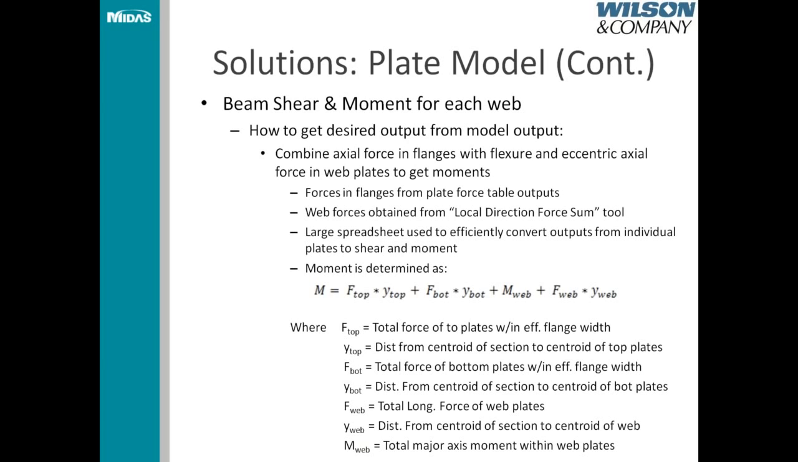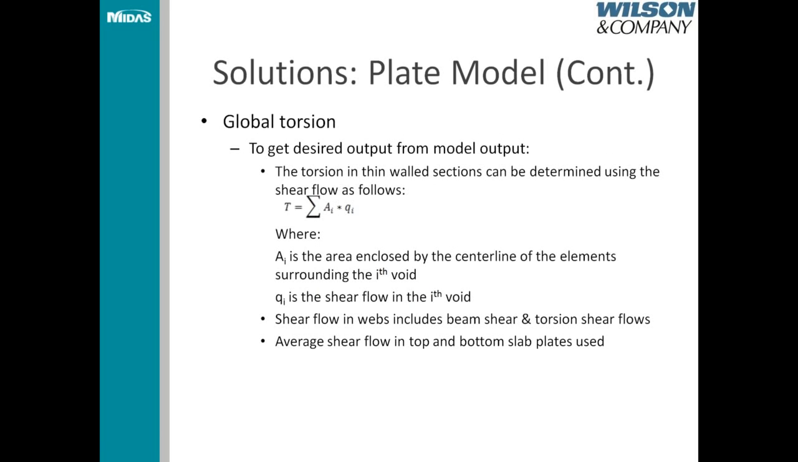A large spreadsheet was used to efficiently convert the output from the individual plates to the beam shear and moment that we're looking for. The moment was determined as follows. Your moment is equal to the force in the top flange times the distance between the centroid of the top flange and the centroid of the section as a whole, plus the force in the bottom flange times the distance between the centroid of the bottom flange and the centroid of the section as a whole, plus the moment in the web that was pulled out using that local direction force sum, plus the axial force in the web times, again, the distance between the centroid of that web and the centroid of the section as a whole.